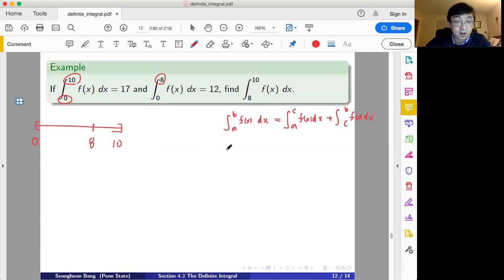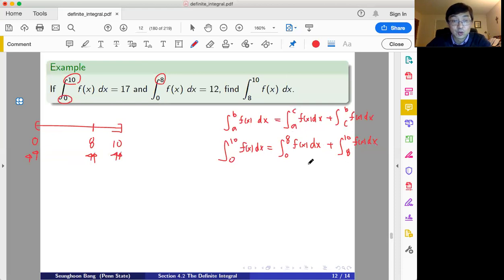So what's that? Here, the integral from 0 to 10 equals the integral, what's the first one? 0 to 8 is the first one, the integral from 0 to 8 of f of x dx. The second one is the integral from 8 to 10 of f of x dx.